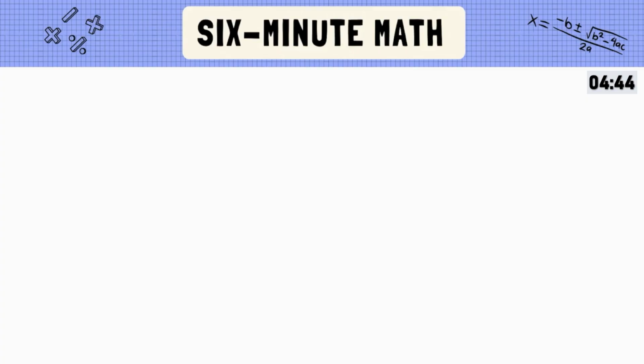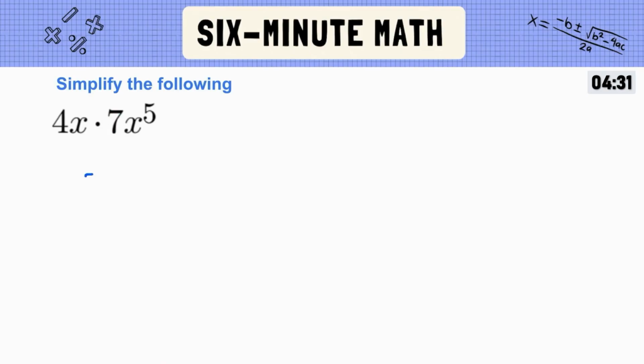So let's do some examples here together. We're going to simplify 4x times 7x to the 5. I'm going to multiply my coefficients together. 4 times 7 is 28. And I have 1 x and 5 x's multiplied together, so that's going to be x to the power of 6.